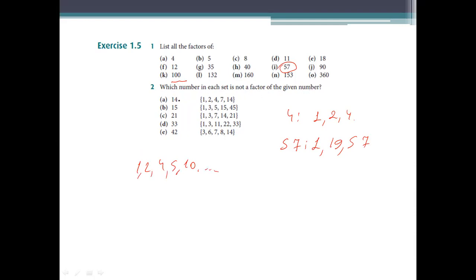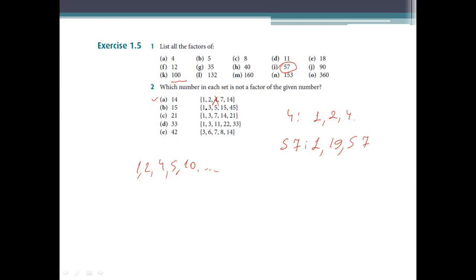Okay, let's check it. 14. The factors of 14 are 1, 2 is okay, 4 is not okay, because when you divide 14 by 4, the answer is not an integer. I'm so sorry. We need integers without remainders. So the option is not a factor of the given number. Let's check the other options.